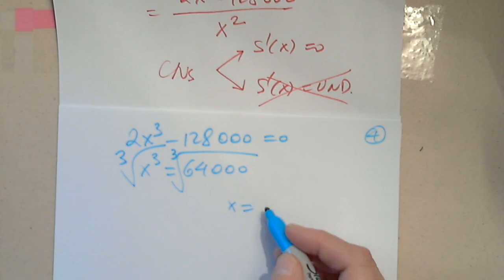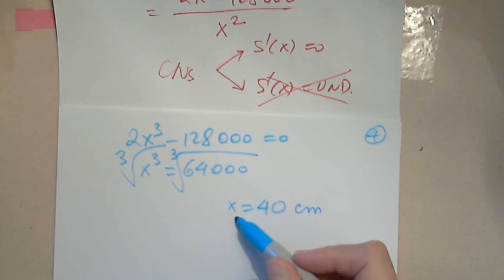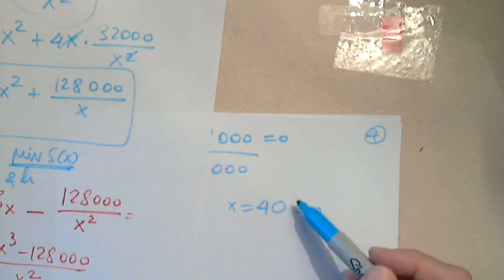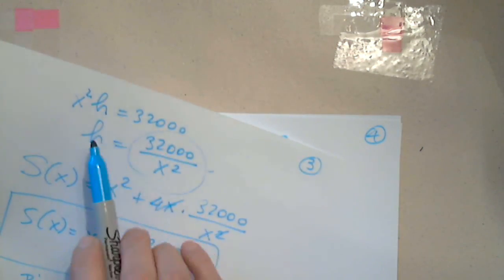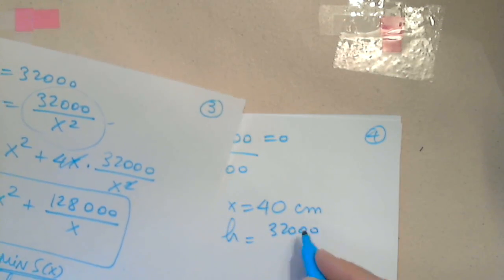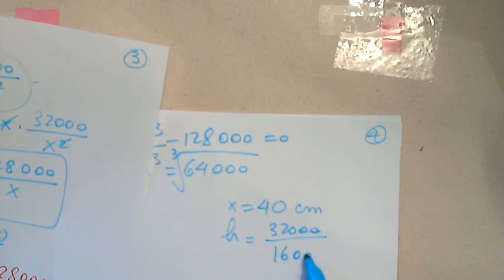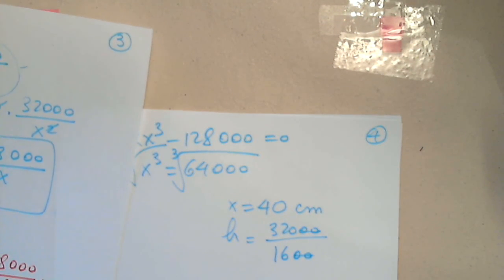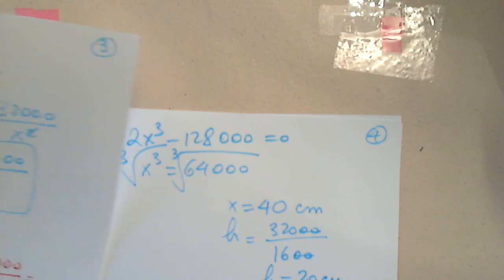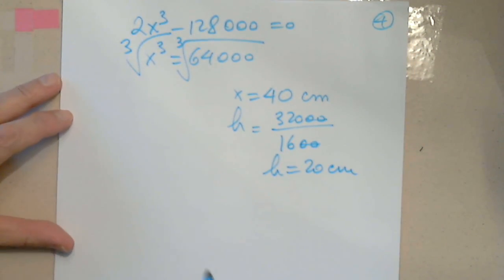So the cube root of 64 is 4, the cube root of 1,000 is 10. And this is centimeters. So if the base of the box is 40 centimeters, obviously the height will be 32,000 divided by 40 squared. And this is 20. And I can go my merry way. No, not enough.